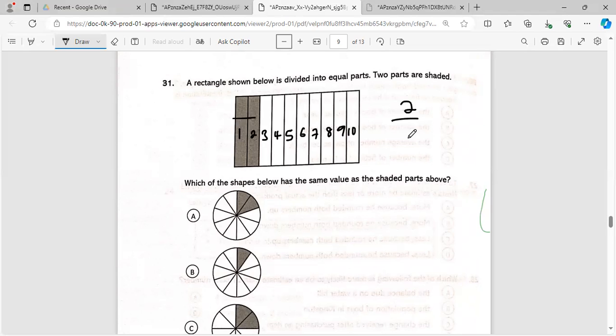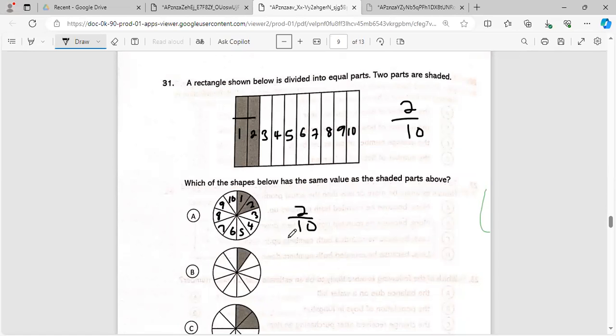Sir, my answer is A. Yes, sir, I agree, because it's also 2/10 and 2 shaded. I agree, sir. Sir, may I explain something, please?